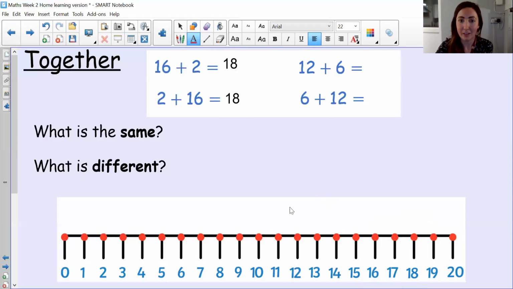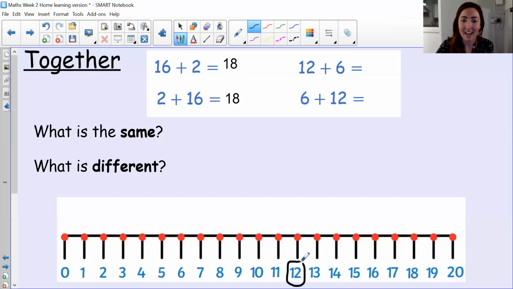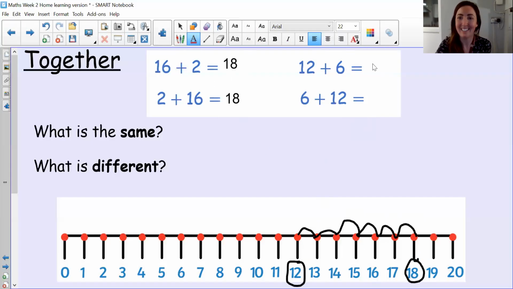Okay, so we need to start on number 12. And then making 6 jumps forward because we're adding 6. 1, 2, 3, 4, 5, 6. And we've landed on 18. Did you think it was going to be 18 as well? I did too. Okay. And again, if we know 12 add 6 equals 18, then we know that 6 add 12 also equals 18.